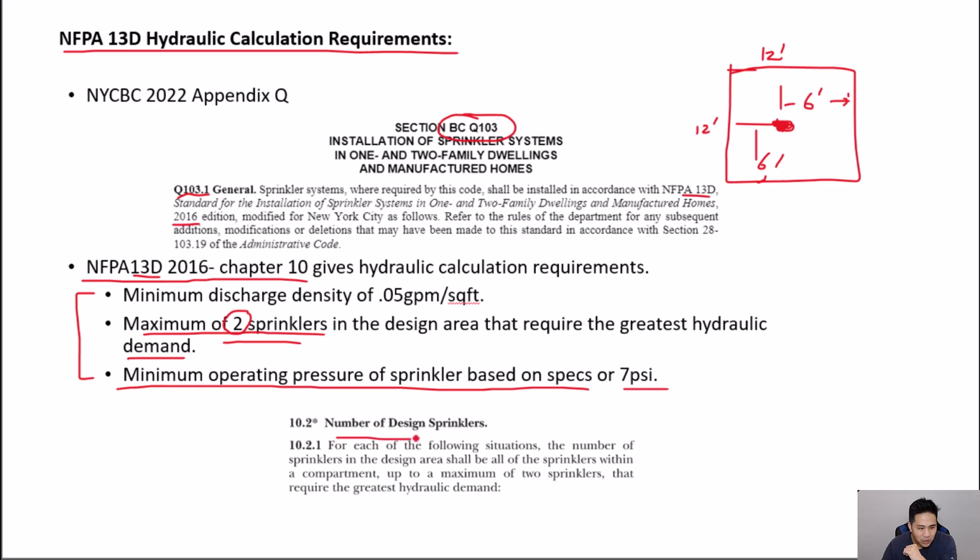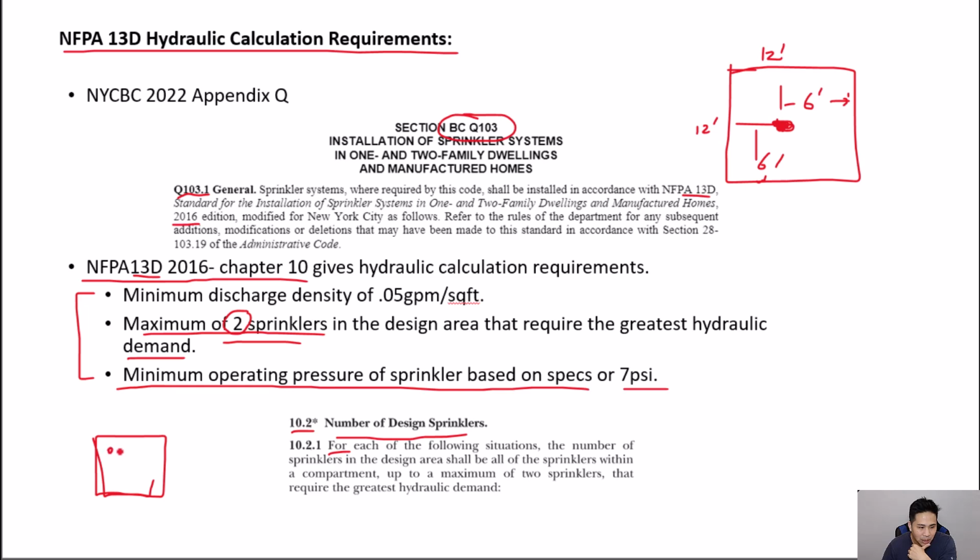Number of design sprinklers. So this is just one section I pulled out from NFPA 13D. For each of the following situations, the number of sprinklers in the design area shall be all of the sprinklers within a compartment, up to a maximum of 2 sprinklers that require the greatest hydraulic demand. Compartment just means like a separate room, or a fire area would be a compartment. So it's going to be, according to this section, all the sprinklers within the compartment up to a maximum of 2.